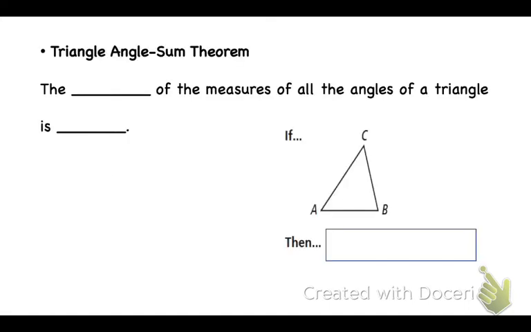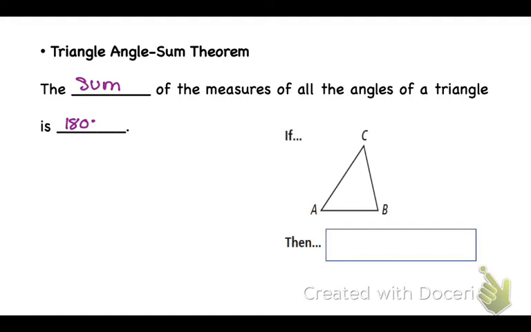Triangle angle sum theorem. The sum of the measures of all the angles in a triangle is 180 degrees. We've known that. We've been taught that before you walked in this room, correct? So we're just going to remember it.